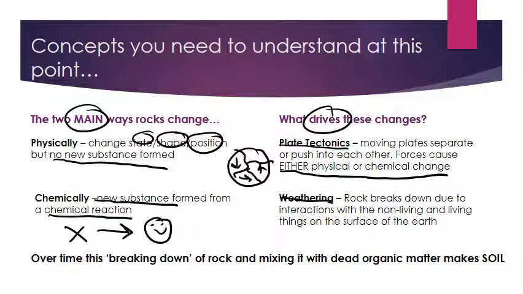Weathering is what happens because of living and non-living things on the surface of the earth. We have living things breaking down rocks, and we have non-living things like wind and rain that also break down our rocks and change them. And over time, the rocks actually mix with the dead organic matter, that's us, the dead living things, and as we break down and the rocks break down, the two join together to make soil, which again goes back into supporting living things on Earth.